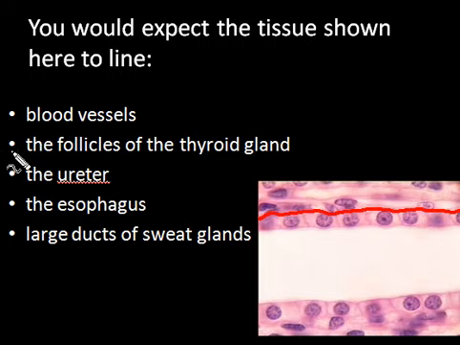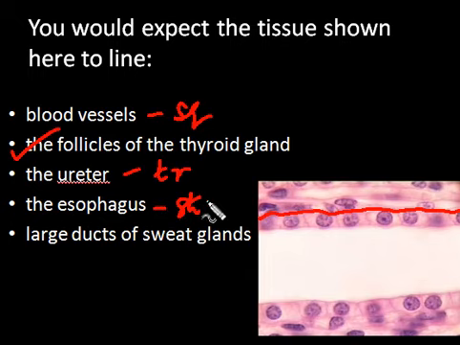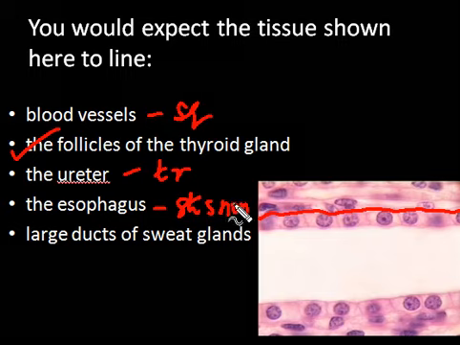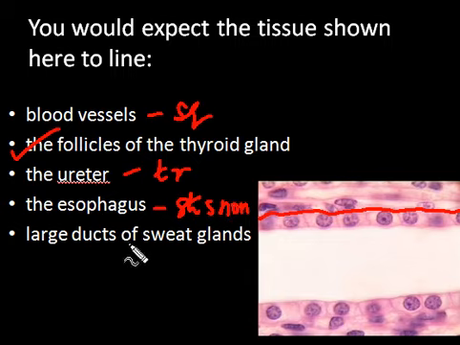And the correct answer is this, because for blood vessels, the lining is endothelium, which is simple squamous. The ureter is transitional, which is a stratified epithelium. The esophagus is stratified squamous non-keratinized. You must always write the correct form. If it's keratinized, you'll write keratinized. Non-keratinized, you'll write that. And large ducts have stratified cuboidal lining them.